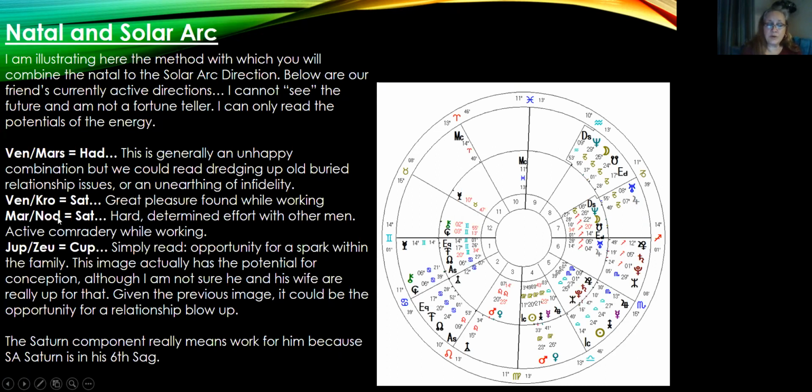And Mars node, midpoint equaling Saturn: hard determined effort with other men, active camaraderie while working. Totally, that's what he does, that's who he is. Jupiter, Zeus, midpoint equaling Cupido, simply read, an opportunity for a spark within the family. Zeus doesn't have to be a happy spark. Zeus can be like Jupiter. Zeus is opportunity, whether it's positive or negative.